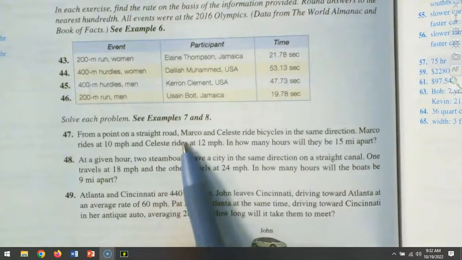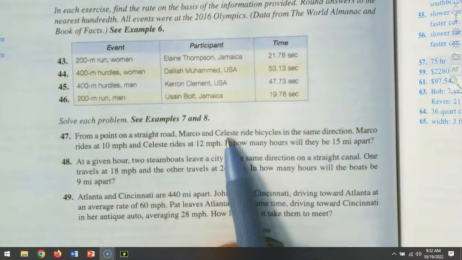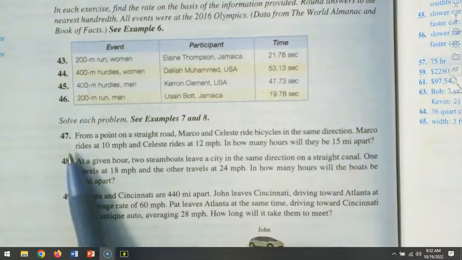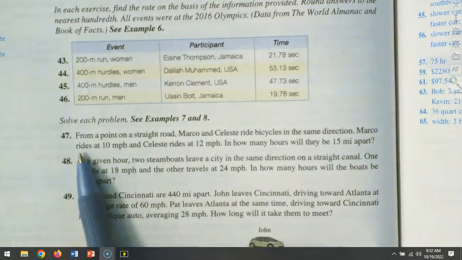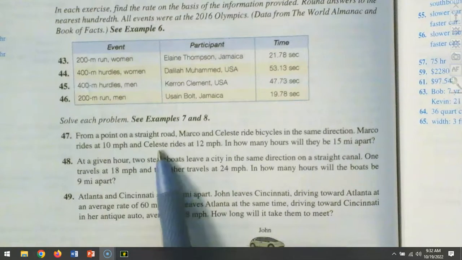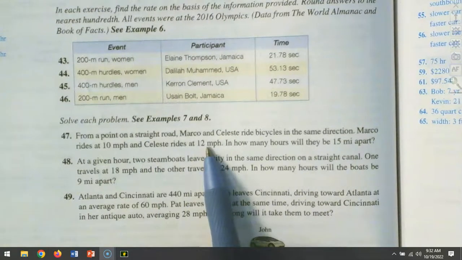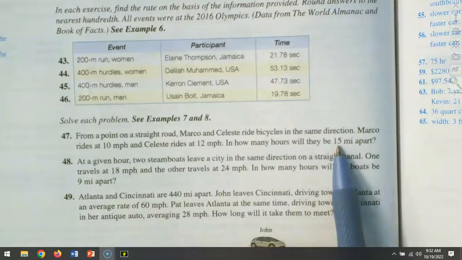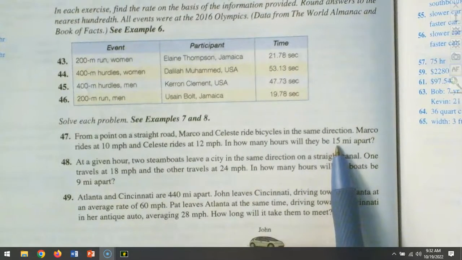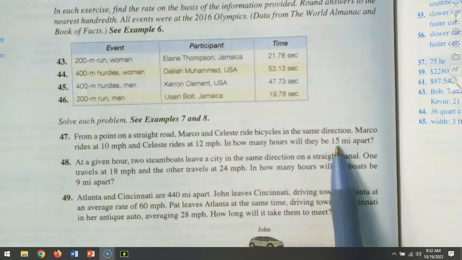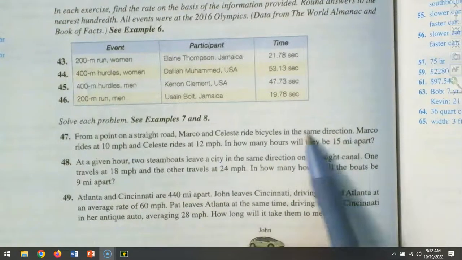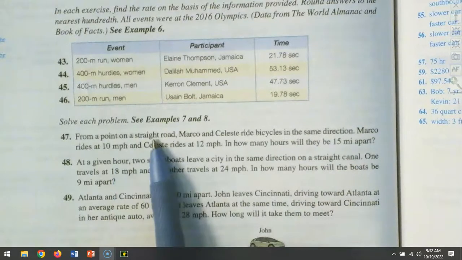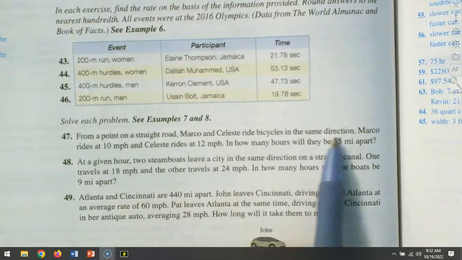From a point on a straight road, Marcus and Chelsea ride bicycles in the same direction. Marco rides at 10 miles an hour, and Chelsea rides at 12 miles per hour. In how many hours will they be 15 miles apart? Okay, so from a point on a straight road, they ride in the same direction.